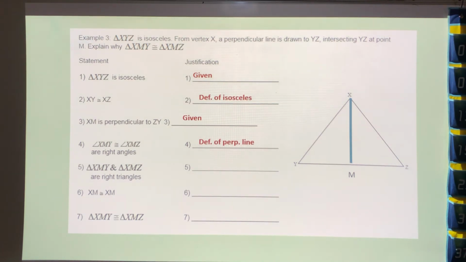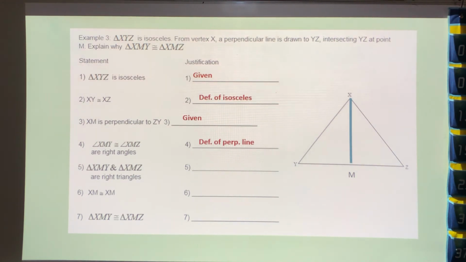Now, M wasn't initially listed in the diagram, so we're going to add it because in the actual congruency statement, it talks about a point M, and that would make the two triangles related to the congruency statement. So in this case, XMY would be a right angle and XMZ would be a right angle, and that's what actually defines a perpendicular line. The reason we say that is because perpendicular line is listed in the given statement.